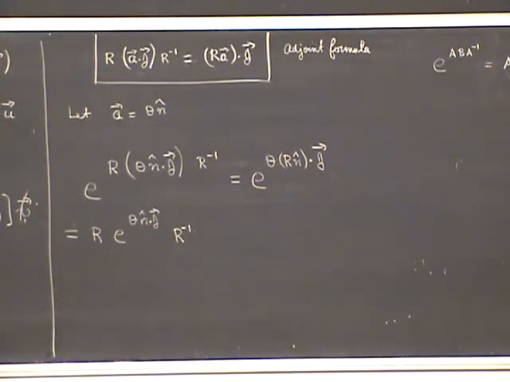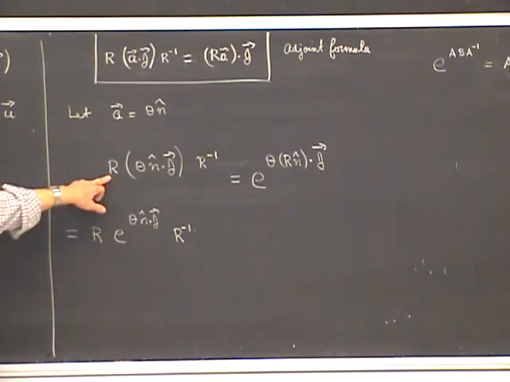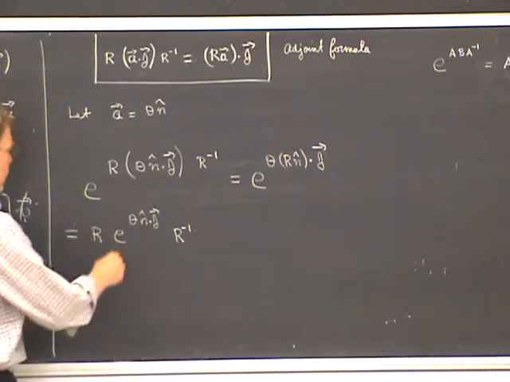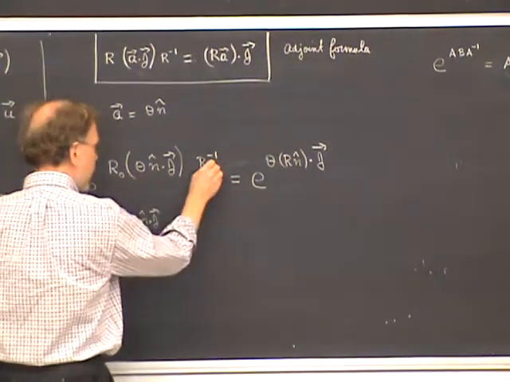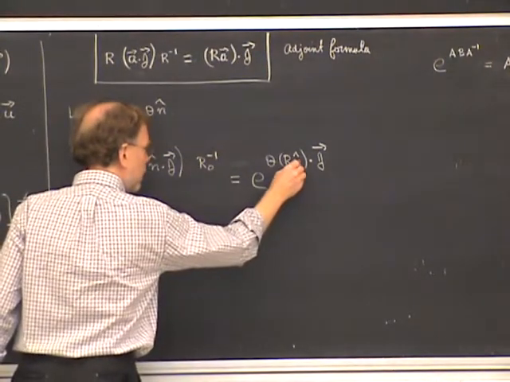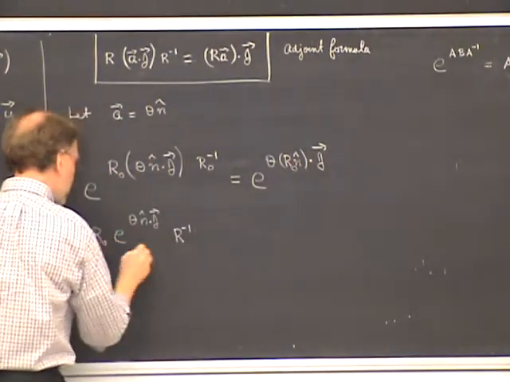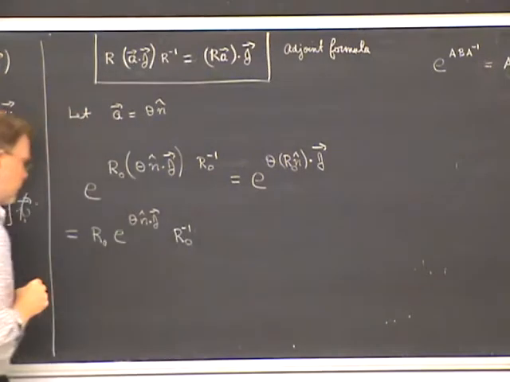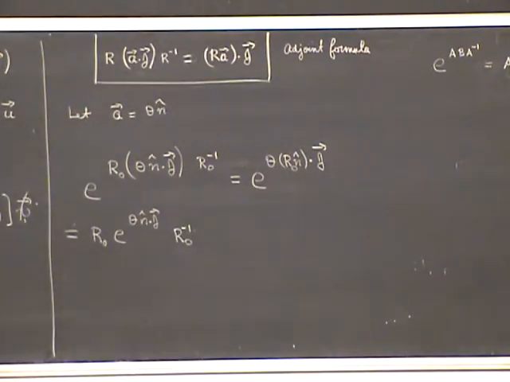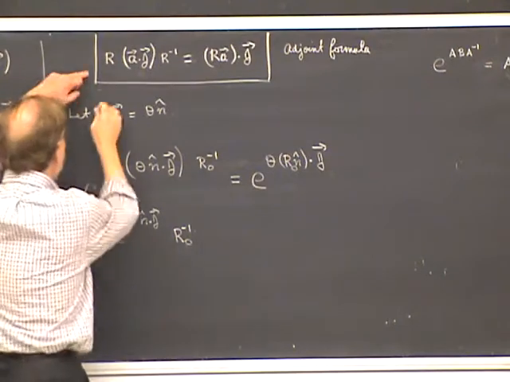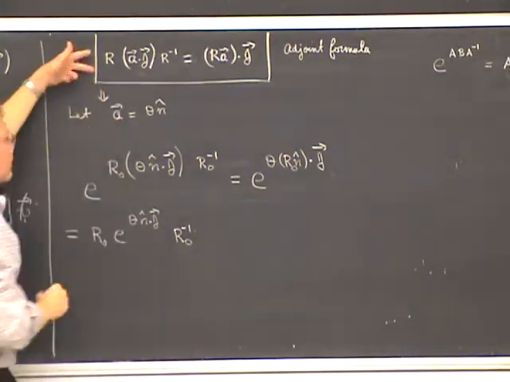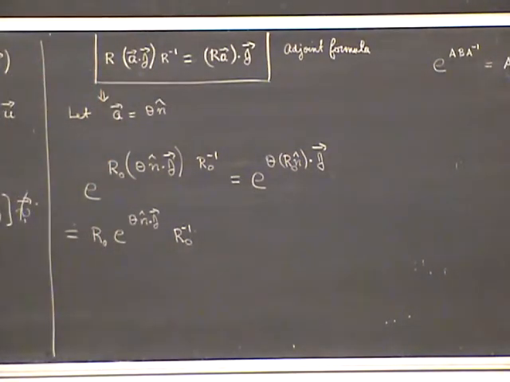I think it will avoid some confusion here if, instead of writing R, I call this R0. Let me put a zero subscript on this R that appears here everywhere, just to distinguish it from another rotation matrix which is coming up in a moment. R0 is any rotation, but let's just put a zero on it. So this is all following from this exaggerated formula above.